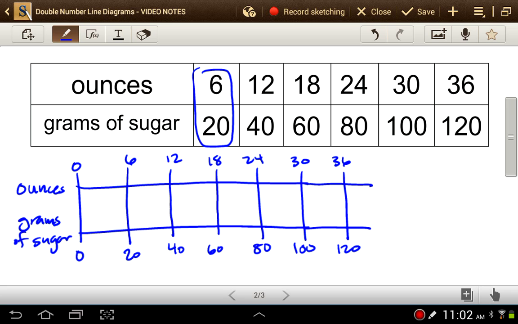You can see that we're going by 6s on top: 6, 6, 6, 6, 6, 6. Those are all gaps of 6. On the bottom we're going by 20s. I could continue with my next one if I wanted to. That would be 42 and 140. There's my double number line, and that's all you have to do: take the chart that I give you and recreate it.